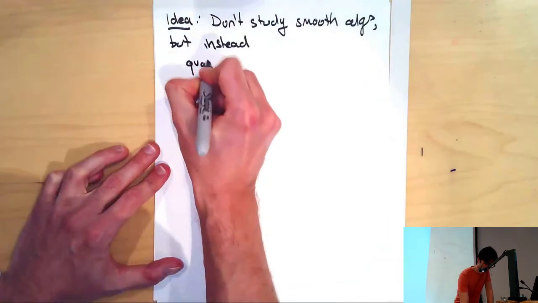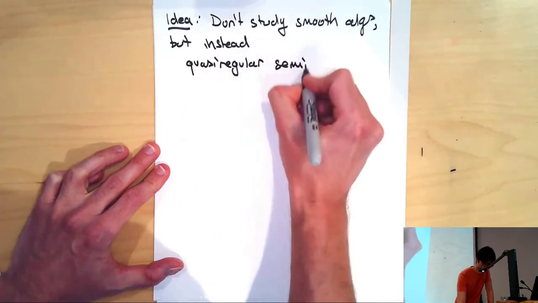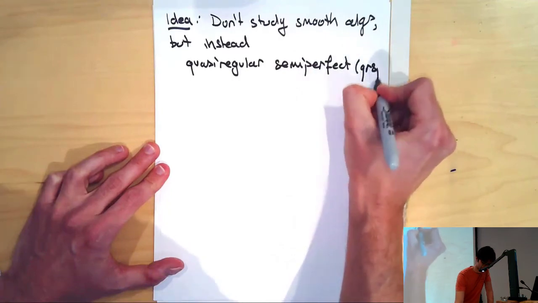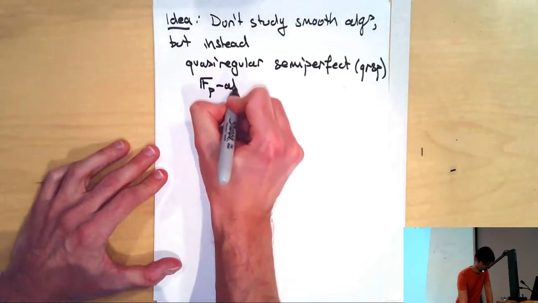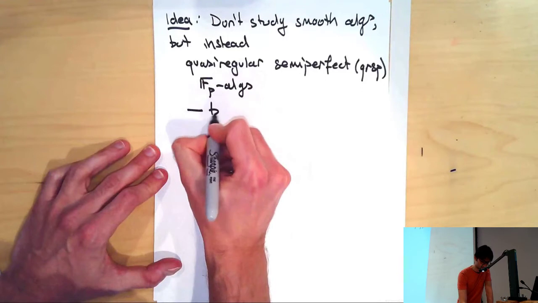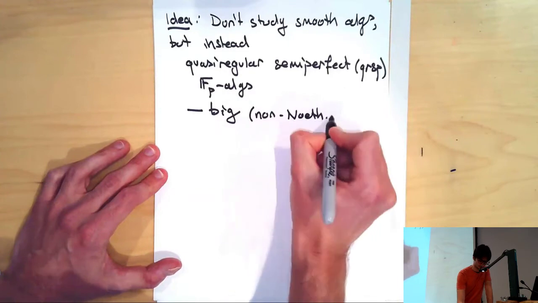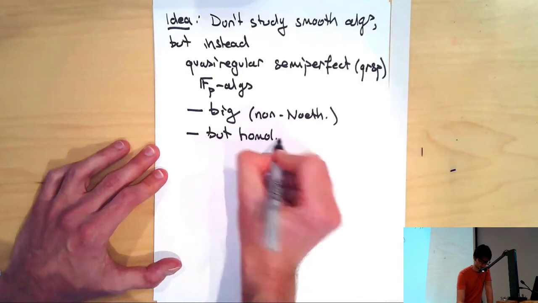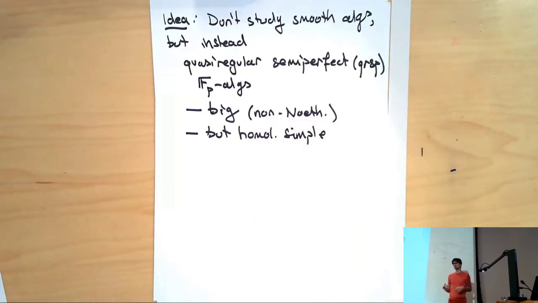the case of what are called quasi-regular semi-perfect, which for good reason we adopt an abbreviation for. Let's call them QRSP, FP algebras. So these are big, in particular non-Noetherian in general, except in some very trivial cases. But they're somehow homologically simple. And this homological simplicity will simplify what's going on in periodic cyclic homology and allow us to really explicitly calculate.